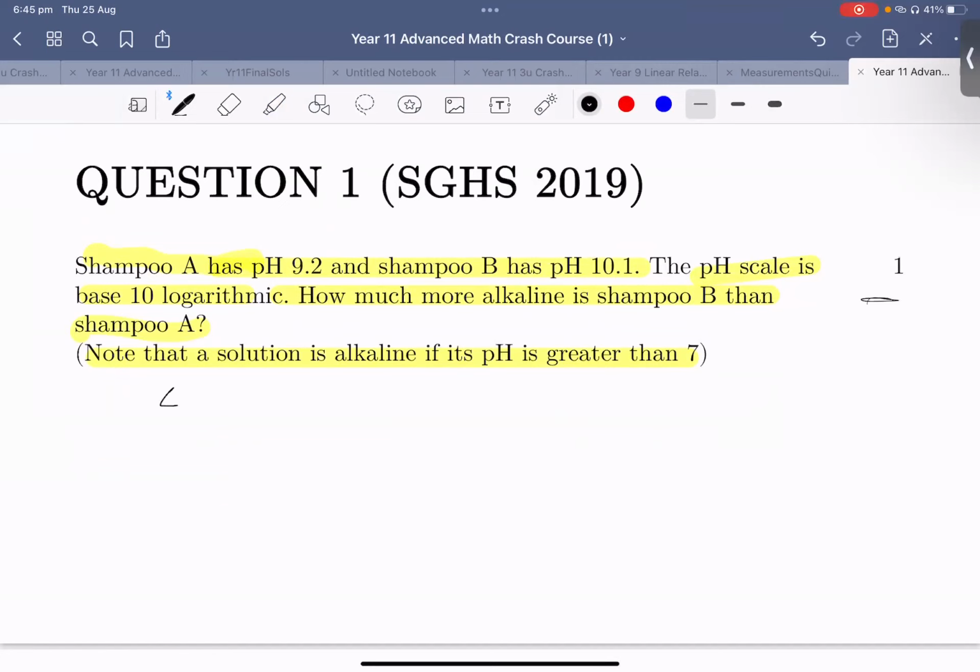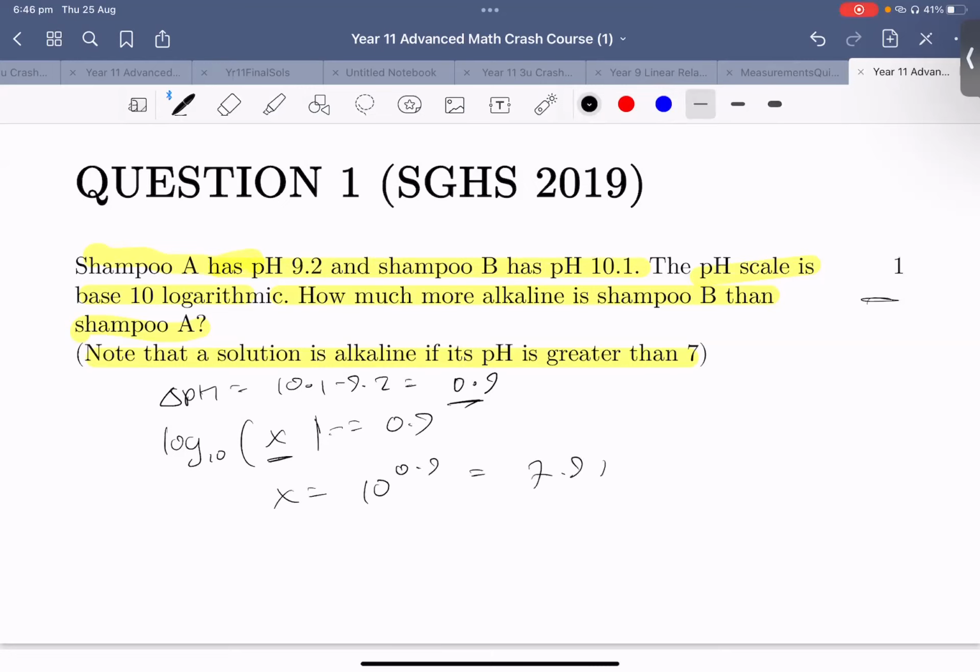Okay, so what's the difference in pH? The difference in pH is 10.1 minus 9.2, which is 0.9. And remember, this is base 10 logarithmic. Log base 10 of x is equal to 0.9. And this x value is 10 to the power of 0.9, which is 7.94, whatever. So it is 7.94 units more alkaline.